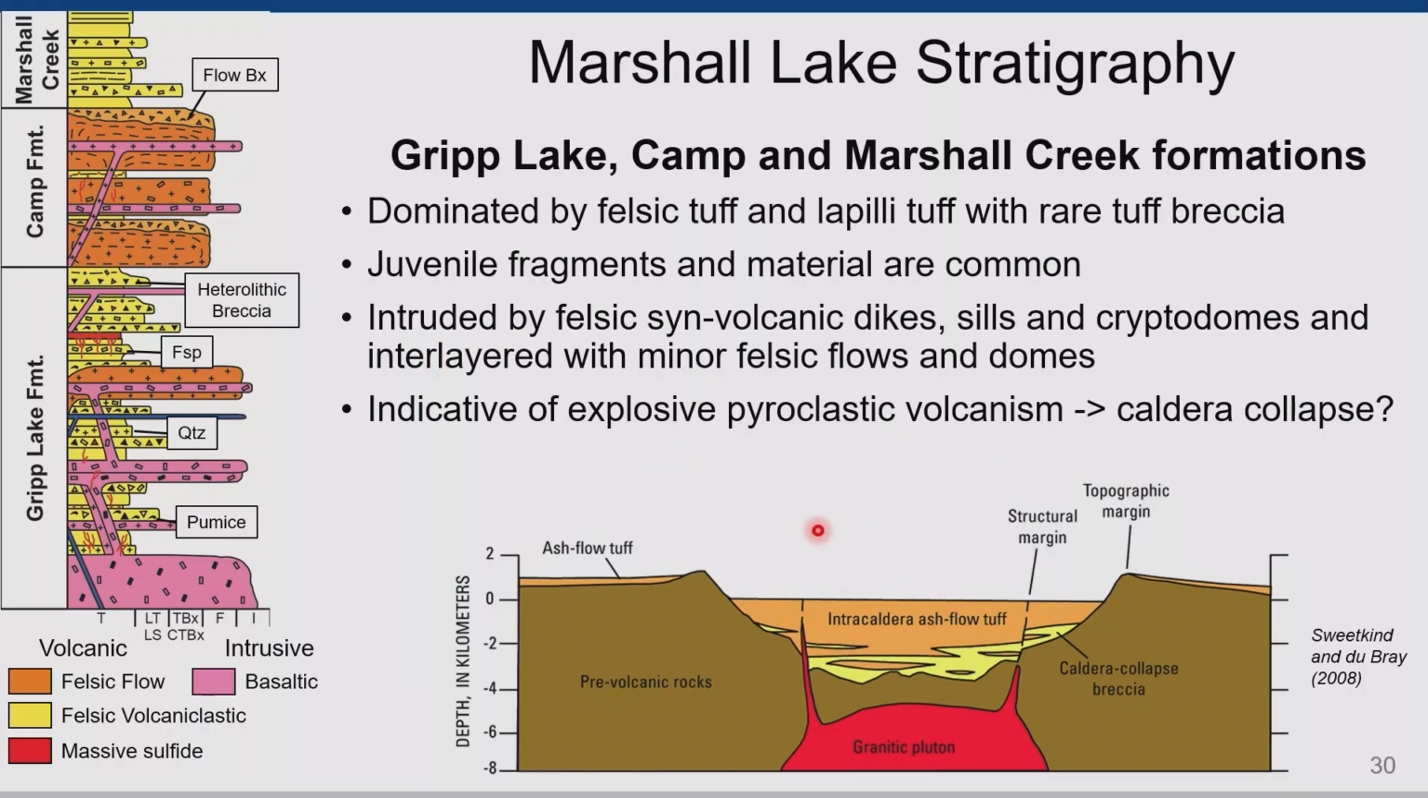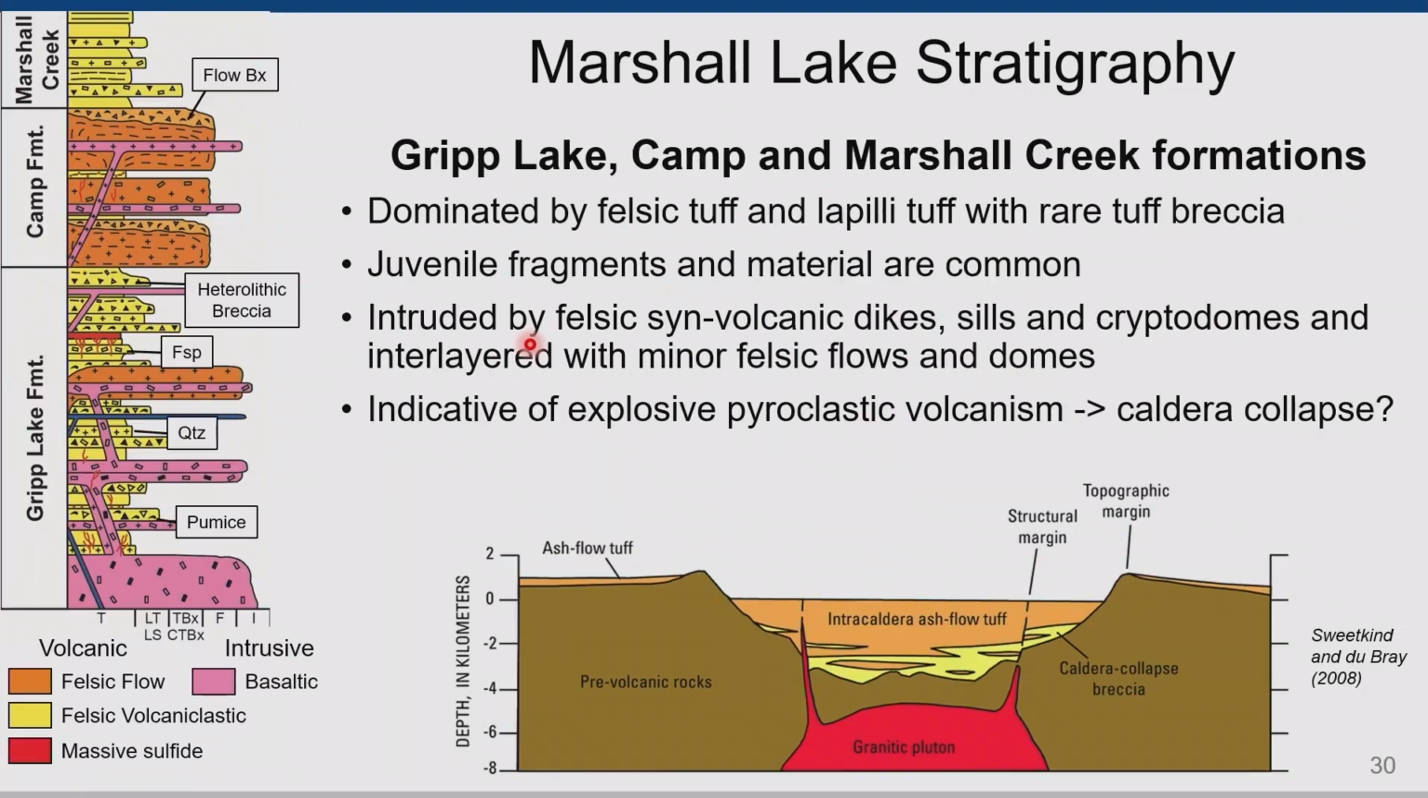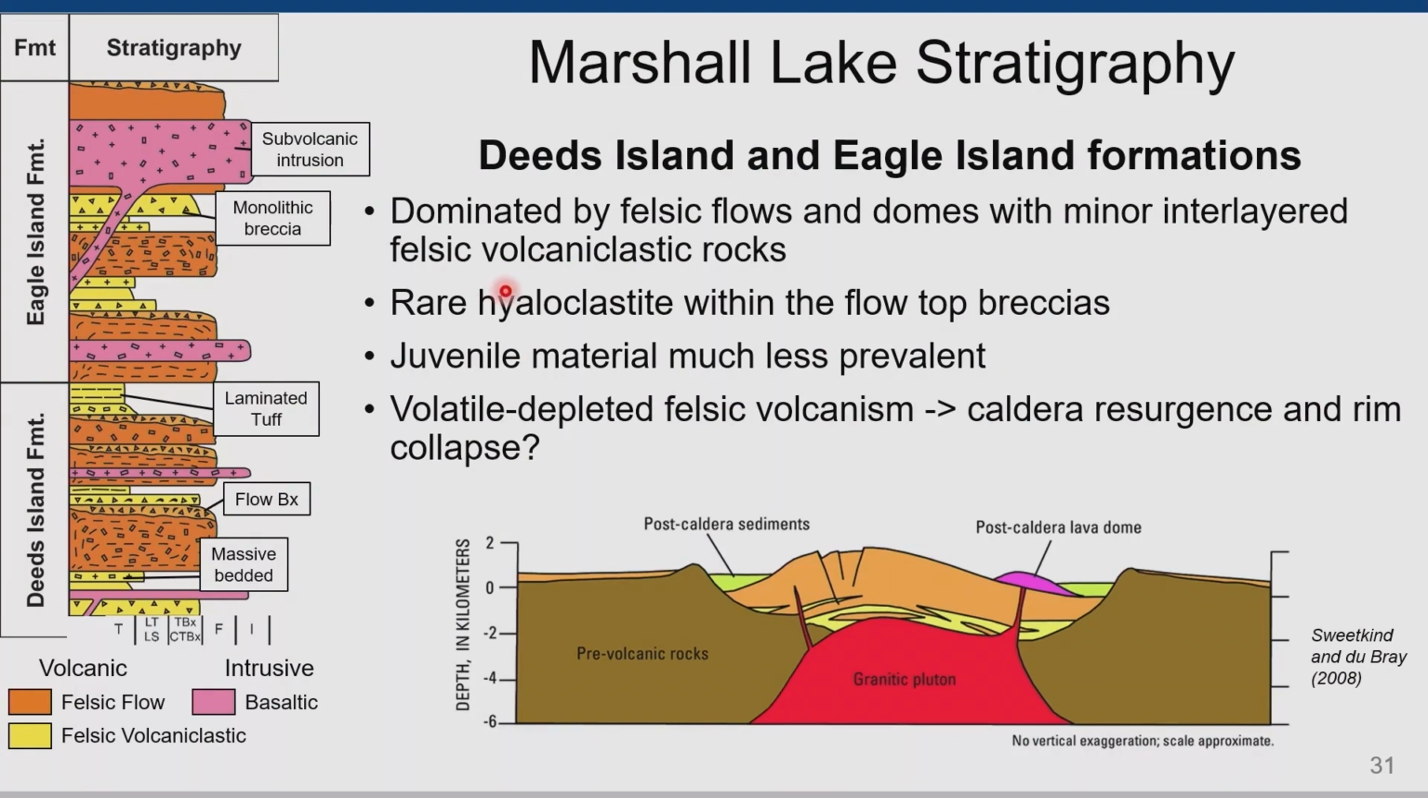The overlying formations are the Deeds Island and Eagle Island formations, and these are dominated instead by flows and domes with only minor volcaniclastic material. And what's interesting is that there's hyaloclastite within these flow-top breccias. I forgot to mention that there's hyaloclastite in the flow-top breccias of the lower formations as well. And so this indicates that the entire assemblage was deposited subaqueously, despite the fact that there's quite a bit of volcanic material here. So we need a lot of synvolcanic subsidence, and that also might indicate a caldera-like setting, although again, it's very difficult to definitively prove that.